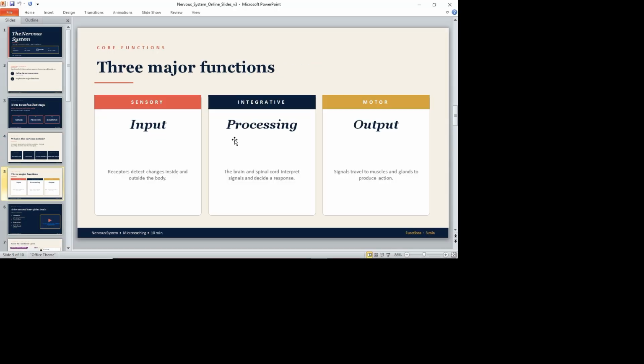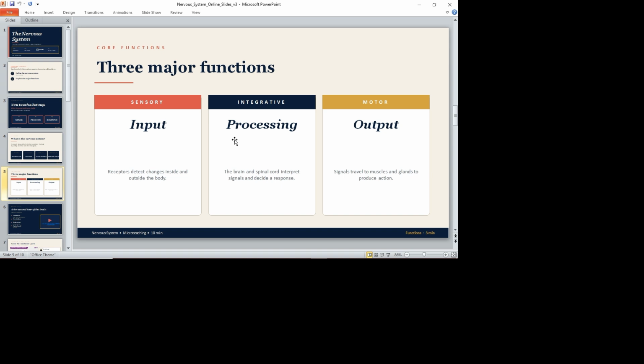So the major functions of the nervous system, number one is sensory, the input. So the receptors, they detect the changes inside and outside the body. So what happens beneath your skin, your whole body is surrounded by the skin. So beneath your skin, we have receptors. These receptors take the stimuli from the surroundings.